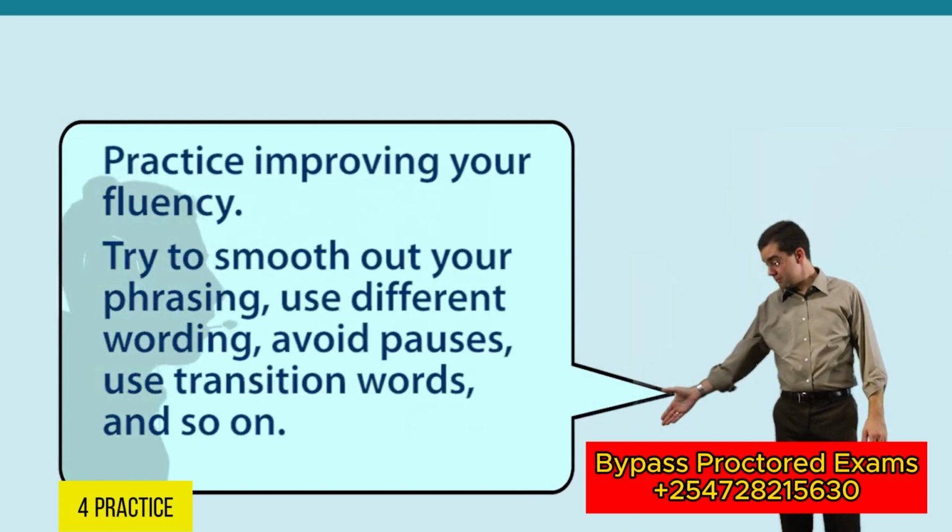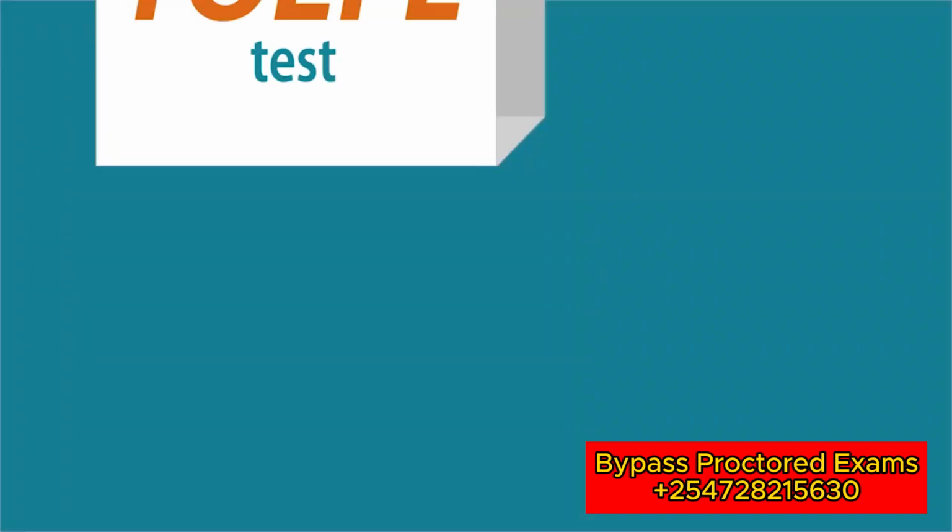4. Practice improving your fluency. So take that 1-minute presentation and deliver it a few times. And each time, try to improve it a little bit. Smooth out your phrasing. Use different wording for the same ideas. Avoid unnecessary pauses. Use transition words, those kinds of things.